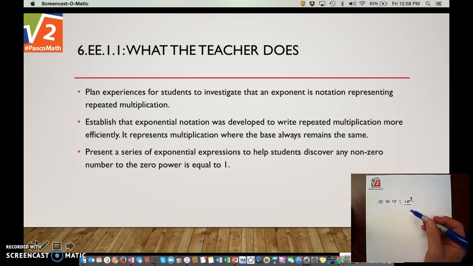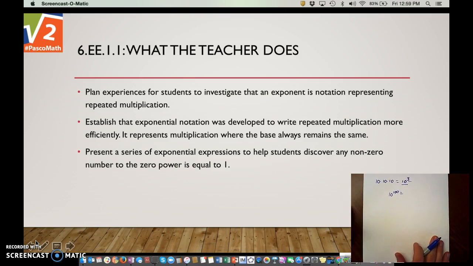Ask students, let's say it's 10 to the 100th. Tell them, would you like to expand that out? No, why not? It would take forever. You'd have to write 10 as a factor 100 times. And so just really establishing why we use scientific or exponential notation.